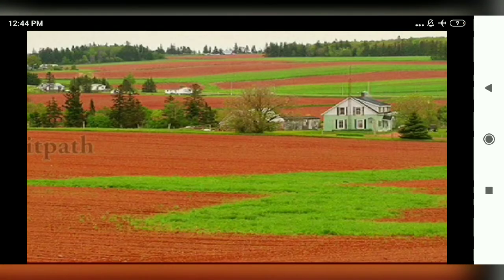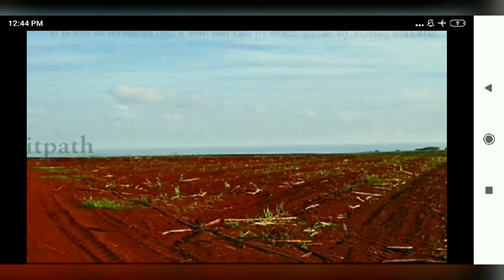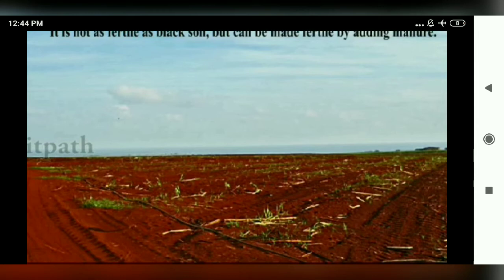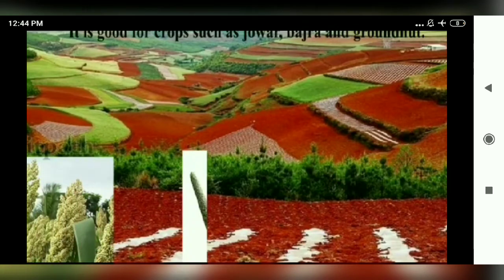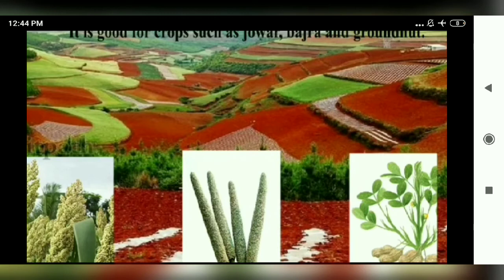Red soil. You can see in the picture how it looks. It is not as fertile compared to the black soil, but if you add manure for cultivation, then you would be able to grow crops at a very large scale in this region as well. In this region you can grow crops such as jowar, bajra, as well as groundnut.